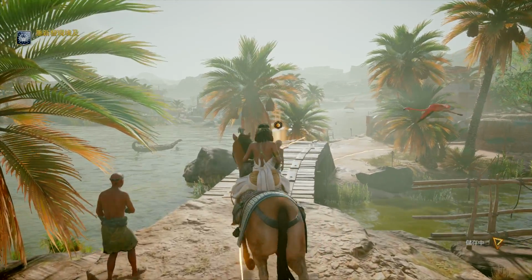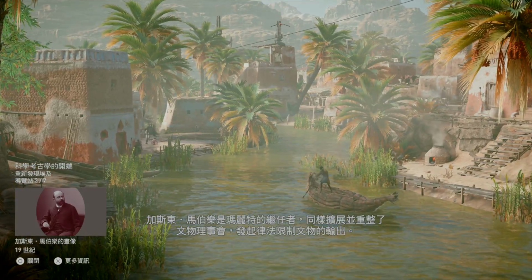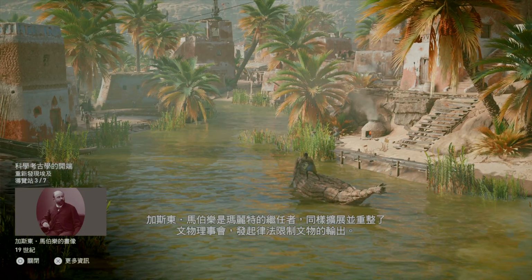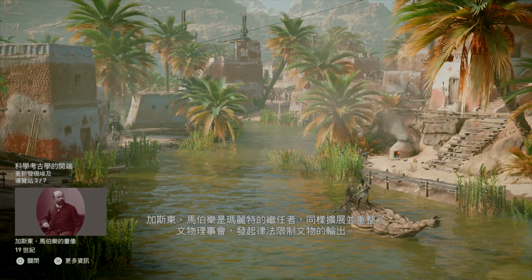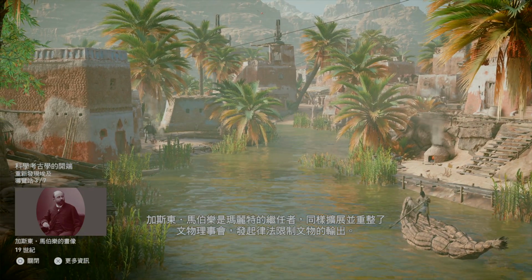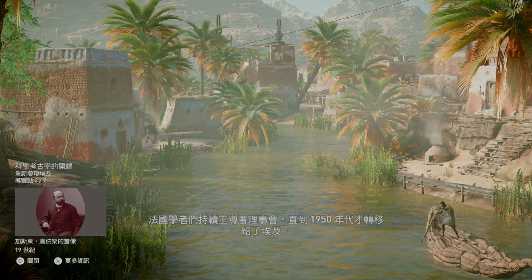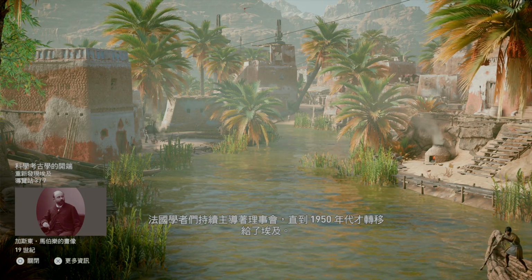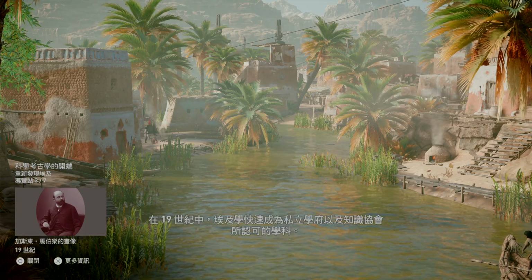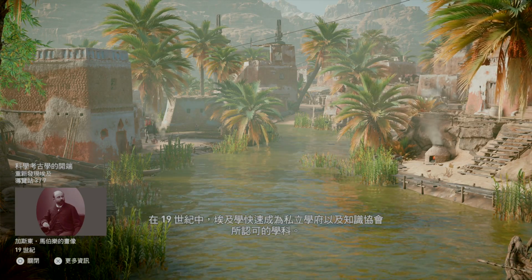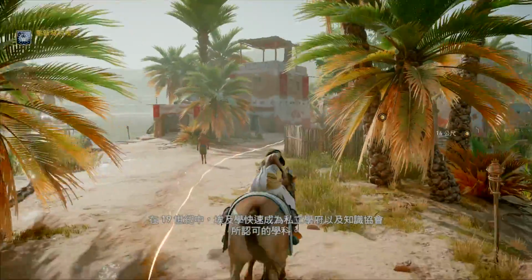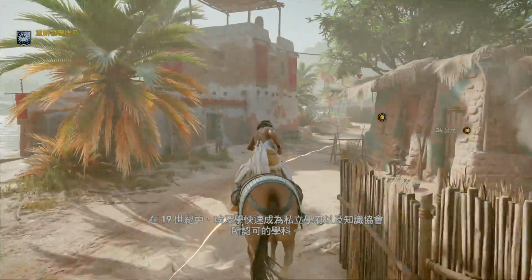Gaston Maspero, Mariette's successor, expanded and reorganized the Antiquities Service and instigated laws regulating the export of artifacts. French scholars ran the service until it passed into Egyptian hands in the 1950s. As of the mid-19th century, Egyptology was fast becoming a recognized discipline within both private institutions and learned societies.